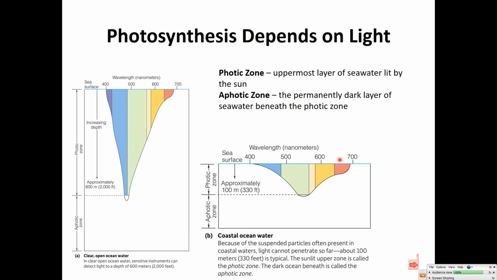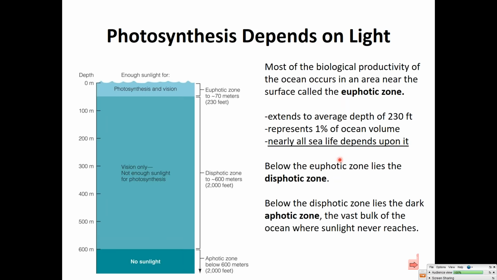Okay, and so then we divide the photic zone into two separate zones. The uppermost part of the photic zone is known as the euphotic zone, and on average it extends down to about 70 meters or 230 feet deep. The euphotic zone is the uppermost layer of the water where there is enough light for photosynthesis. So the majority of biological or primary productivity that occurs on Earth occurs in the euphotic zone of the ocean. It represents 1% of the total volume of the ocean, but nearly all of sea life and probably most of land life depends upon the primary productivity that occurs in it.